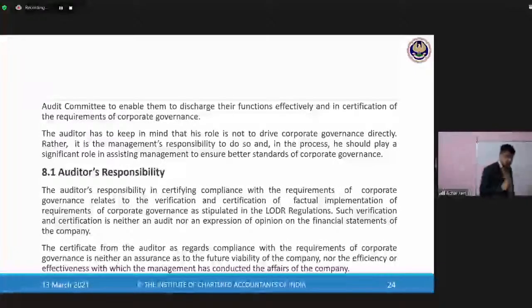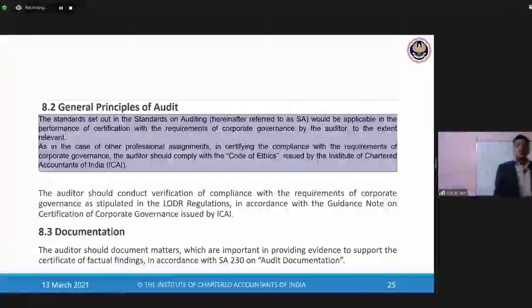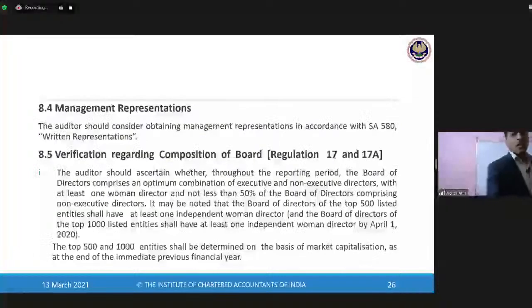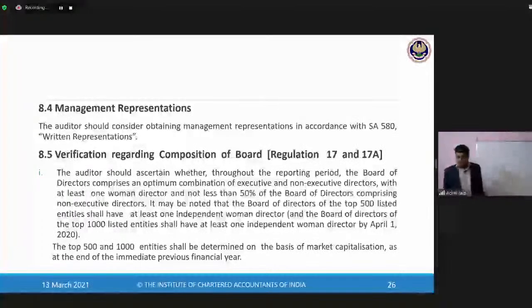Next. So what is it that is required of the auditor? Auditor needs to follow the code of ethics. Auditor needs to be independent. Auditor needs to ensure that he has gone through the auditing standards. The documentation, etc., is required to be ensured by the auditor. And as regards the representations, the auditor will also be obtaining the management representations. Correct? And all of these things we have discussed. Now moving on to the next part.